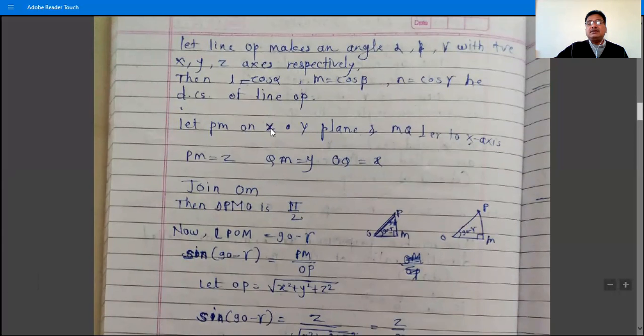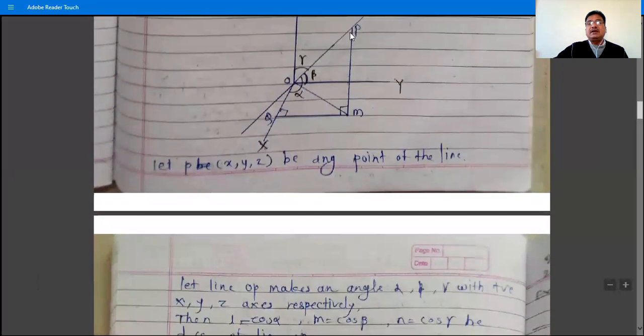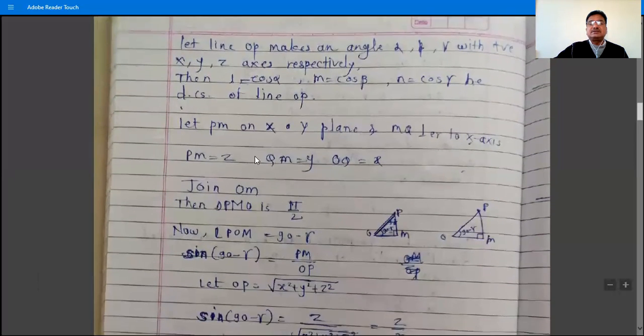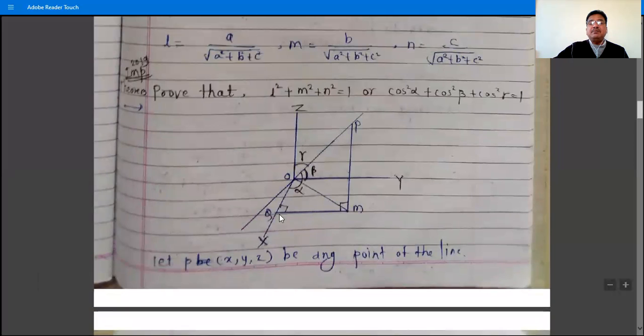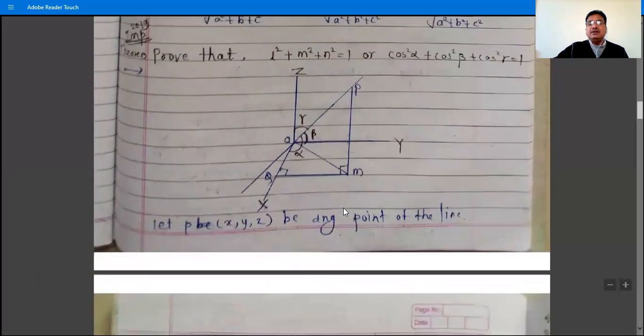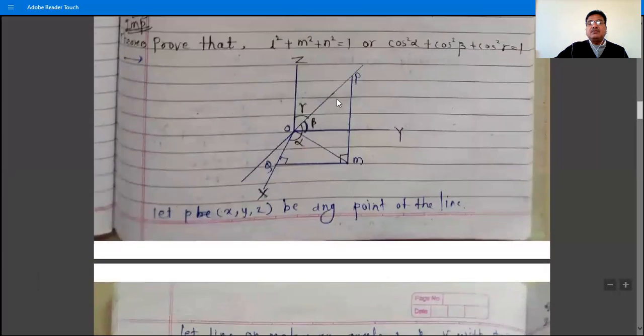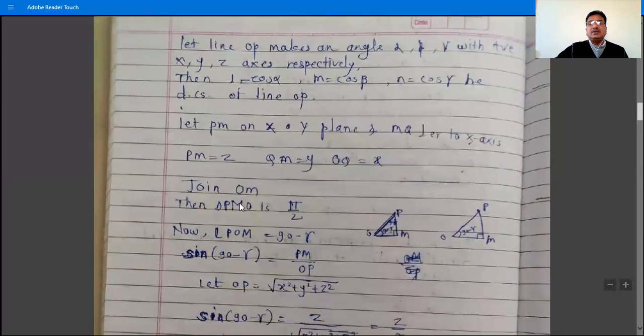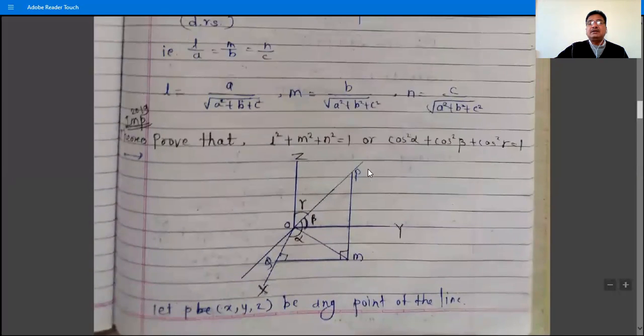Draw a perpendicular PM on the XOY plane, and let MQ be the perpendicular on the X axis. Then this PM is Z, QM is Y, and OQ is X, because the coordinates of the point P are X, Y, Z.